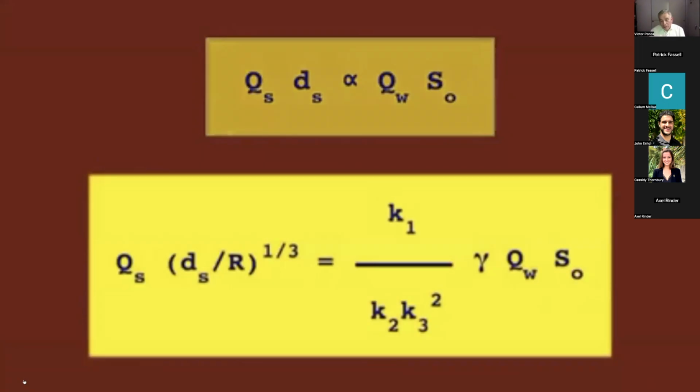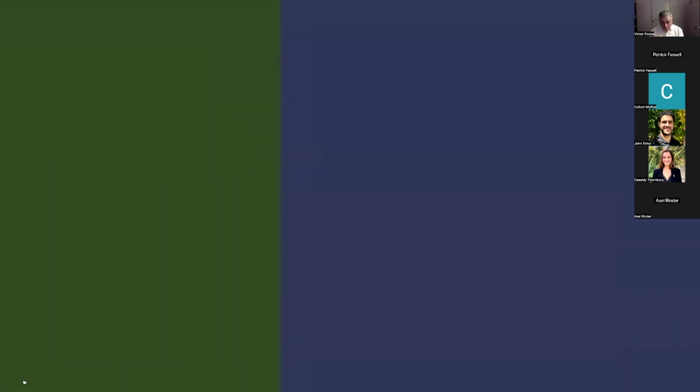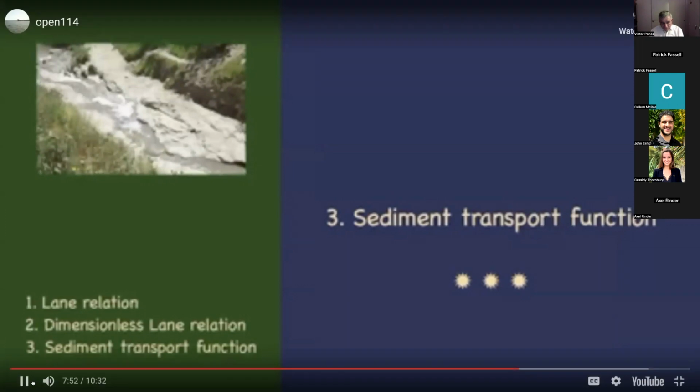This new Lane relation is a dimensionless equation. Thus, it is properly a sediment transport function. Those of you that are taking hydrology with us, 634, we are going to cover that unit hydrograph in the middle of the semester, weeks 10 and 11. And you will see how difficult concepts were put together in what I call the dimensionless unit hydrograph.